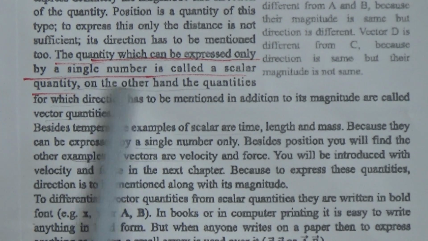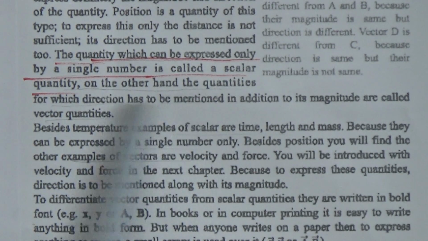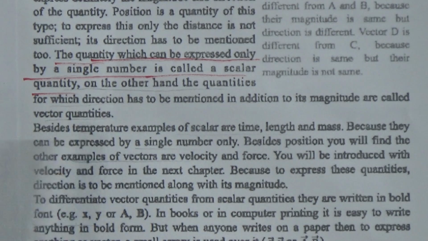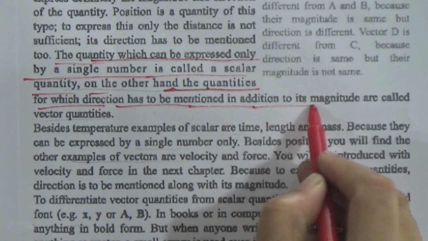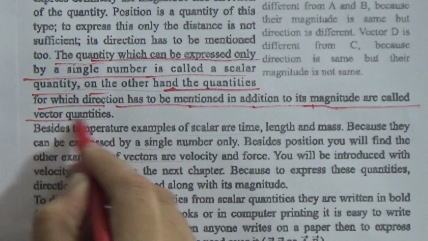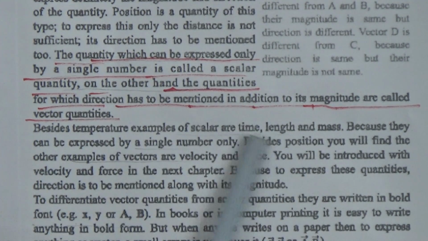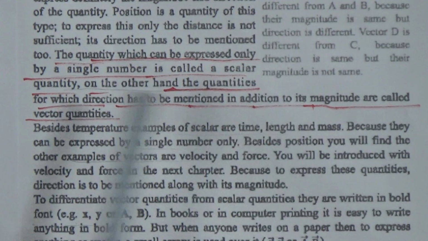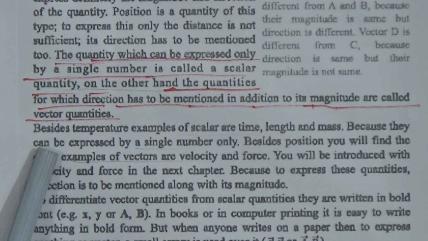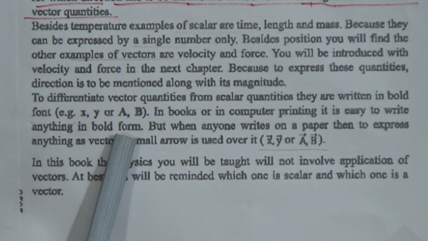Okay, the quantity which can be expressed by a single number is called scalar quantity. And examples are length, mass, time, temperature, etc. Okay, and what is vector quantity? The quantities for which direction has to be mentioned in addition to magnitude are called vector quantities. That means the quantity which cannot be expressed by only a single number, and needs direction and magnitude also, is called vector quantity. And an example is force. Okay, force is a vector quantity.